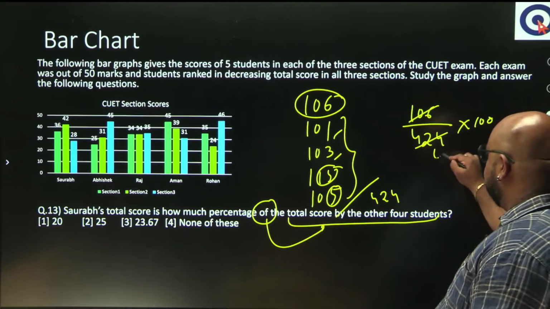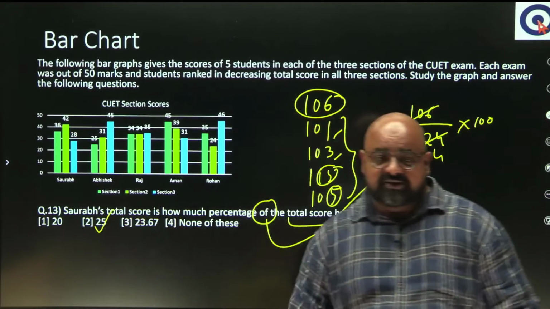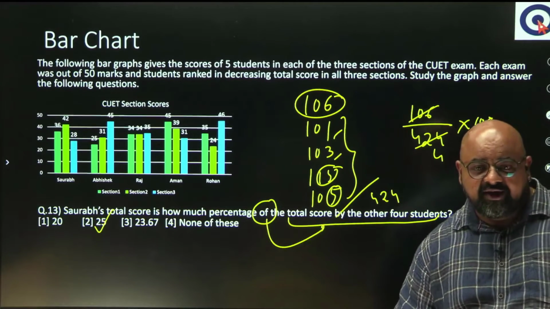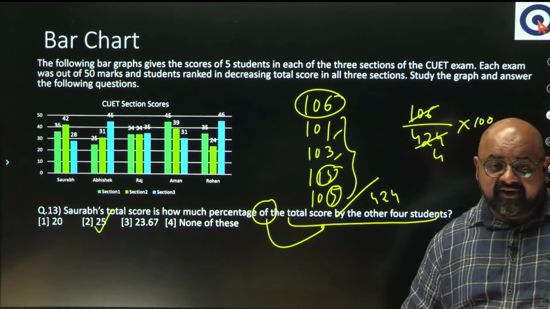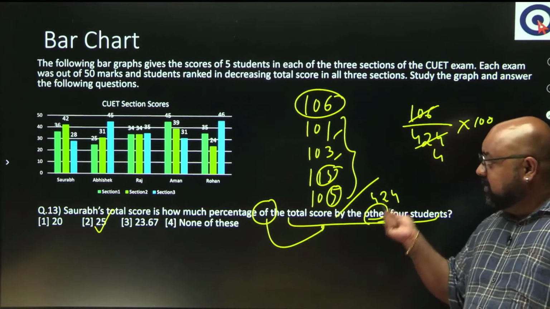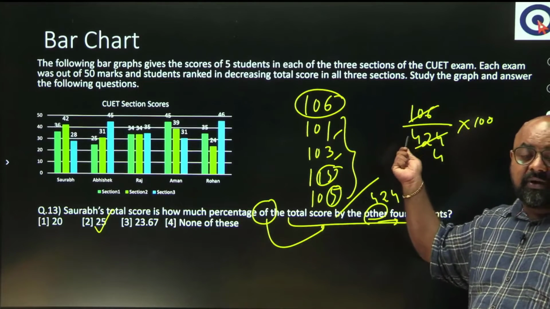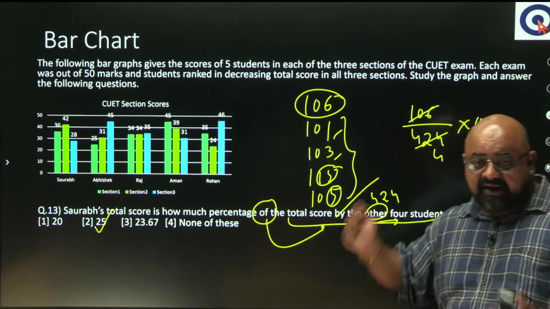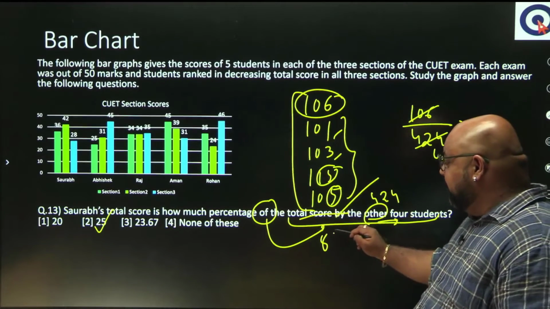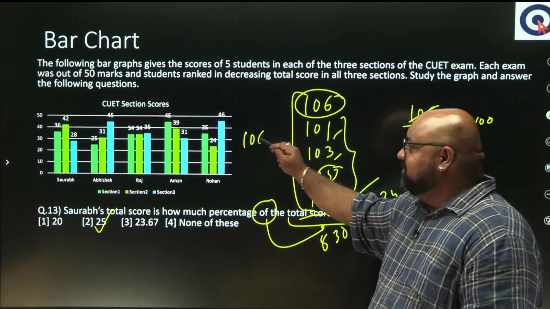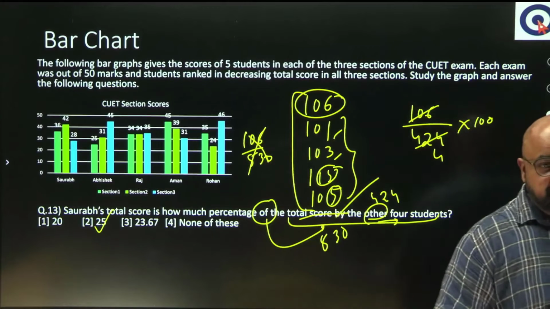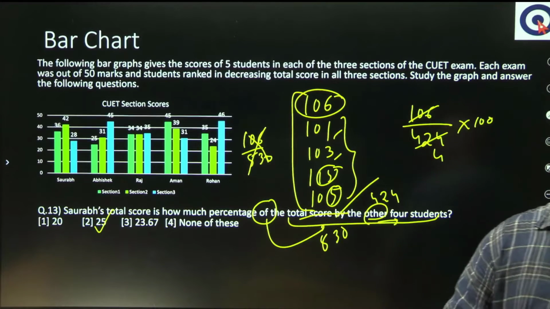This is 4 times, therefore 25%. If anyone has got 20 as the answer, what you have done is you have divided 106 by the total of all the 5. Here the base is the score of the other 4 students. So the answer will be 106 upon 424. If anyone is getting 20%, you have added all of them, gotten 530 and then divided 106 by 530, which is wrong in this case.